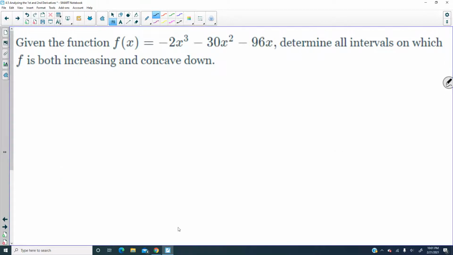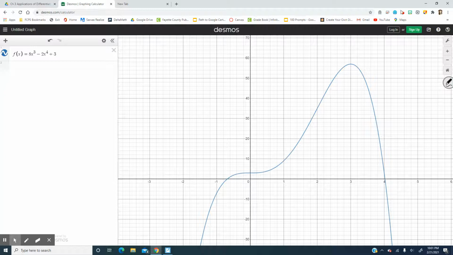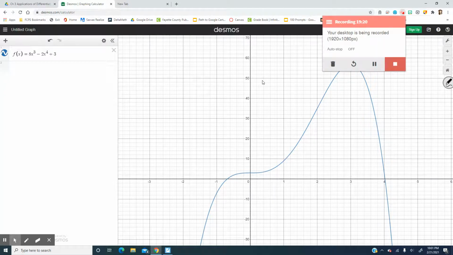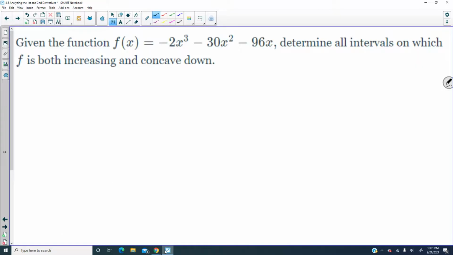Okay, so then let's look at some other ways you'll be asked to deal with concavity and inflection points. All right, so here's some other questions you'll be asked.